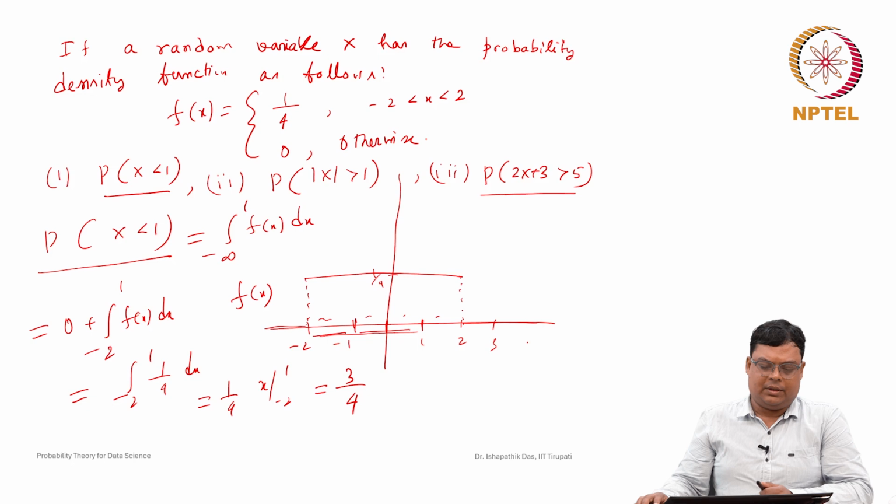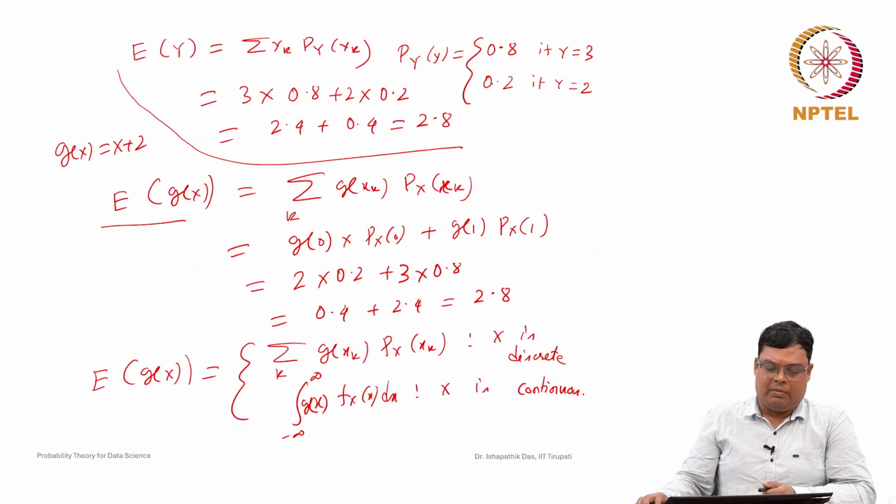So, let f(x) be the continuous random variable having the probability density function given by this. So, what will be the mean and variance of this random variable?